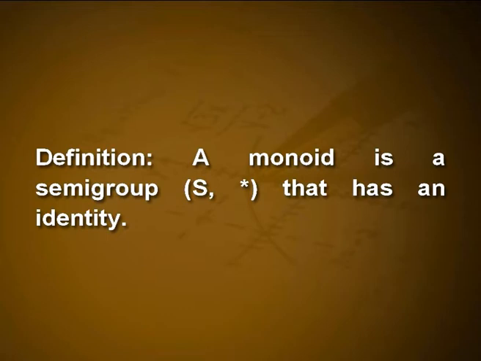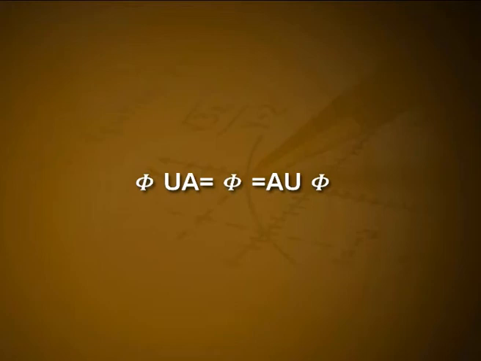Definition: a monoid is a semigroup (S, star) that has an identity. Example: the semigroup power set of S has the identity empty set, since empty set union A is equal to A, which is equal to A union empty set, for any element A in the power set of S. Hence, the power set of S is a monoid. Example: the semigroup S^S we defined has the identity 1_S, since 1_S composite f is equal to f composite 1_S for any element f of S^S. It is a monoid.